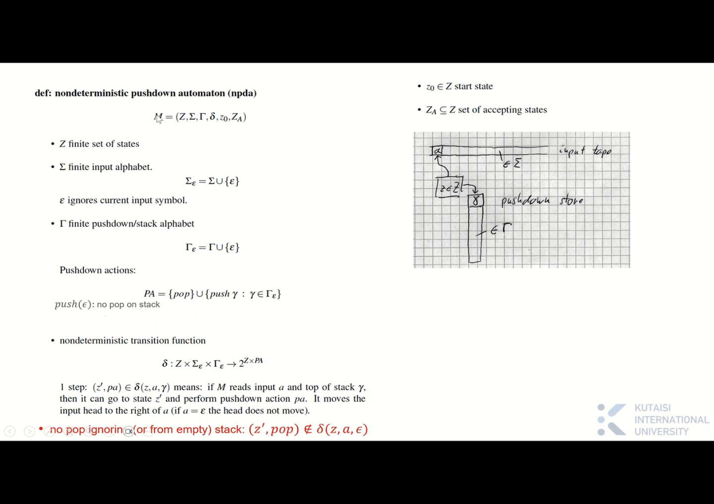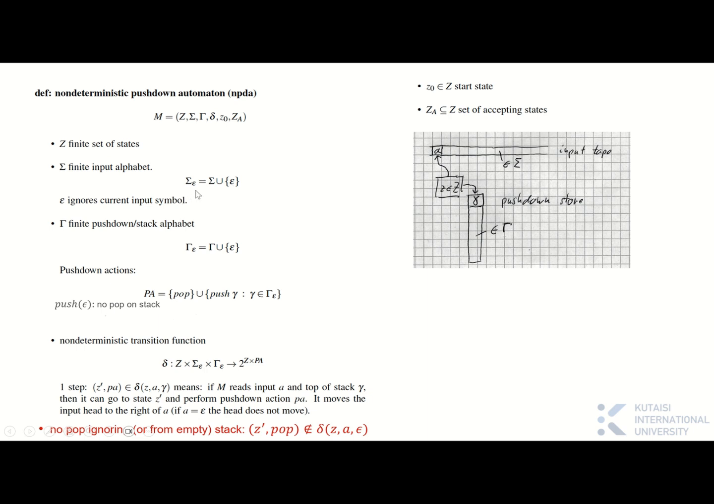So my non-deterministic pushdown automaton, NPDA, will be six things. A set of states, which is a finite set of states. Then I have a finite input alphabet, meaning things I can read on the tape. I recall this is sigma, but by sigma epsilon, I denote things I can read plus epsilon.